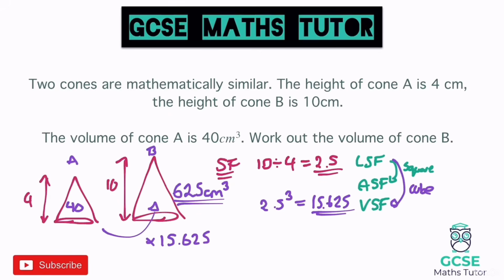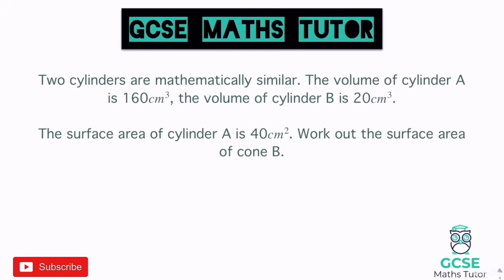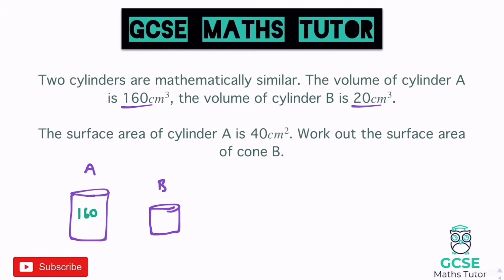Let's have a look at a different one. So a similar question, 2 cylinders are mathematically similar. We've got cylinder A and cylinder B. Now it says cylinder A is 160 and cylinder B is 20. So A is my larger one. So if I just draw a little basic diagram of this, we've got A and we've got B. There we go. And this time it actually gives me the volumes. So it says the volume of A is 160 and the volume of B is 20.